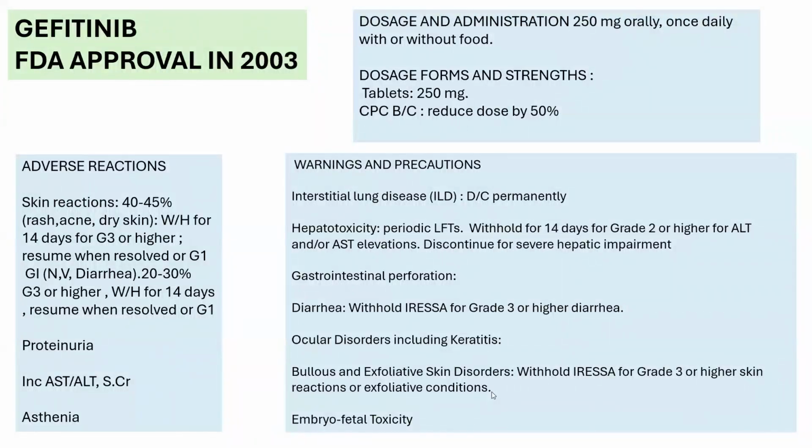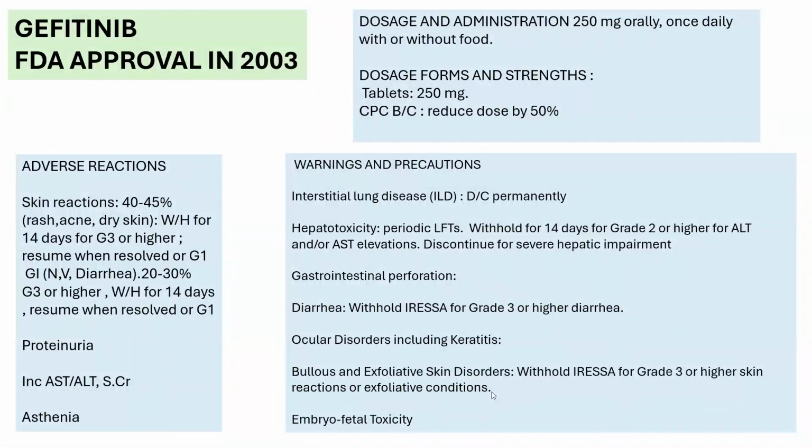Generally, if there is a grade 2 or higher ALT, we classify the grading according to the CTCAE. Grade 1 is AST, ALT up to 3 times the upper limit of normal. Grade 2 is 3 to 5 times the upper limit of normal. Grade 3 is 5 to 20, and grade 4 is more than 20.